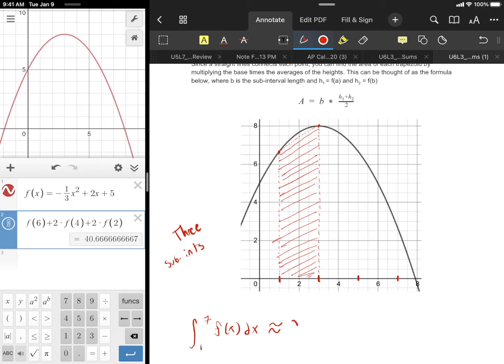And so what we would have here is our first one. We would have the base of 2 times, you can think of this a few different ways. I like to think of it as height 1, which would be f of 1, plus height 2, which is f of 3, right? That's these 2 points here, f of 1 and f of 3. And we're going to divide those by 2 because I'm averaging their heights.